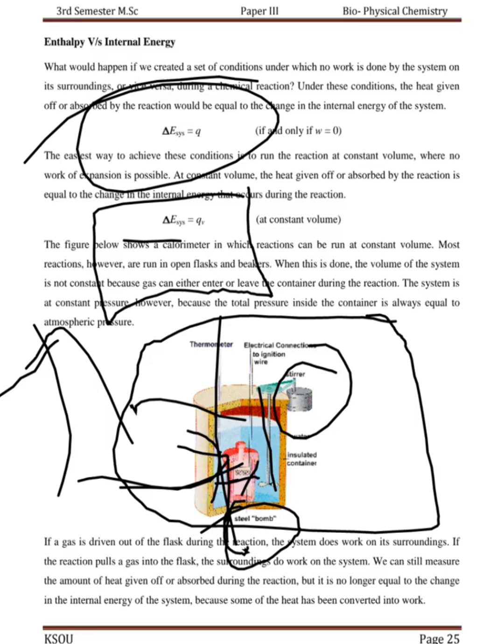So at constant volume, the heat given off or absorbed by the system is delta E system equal to Q V. For example, in calorimetry the reaction can be run at constant volume. The volume of the reactants we have taken is constant, and most of the reactions are run in an open flask or beaker. It can be run almost as a closed system. For some reactions, for example, closing the beaker or a jar, it can be done in a closed system.